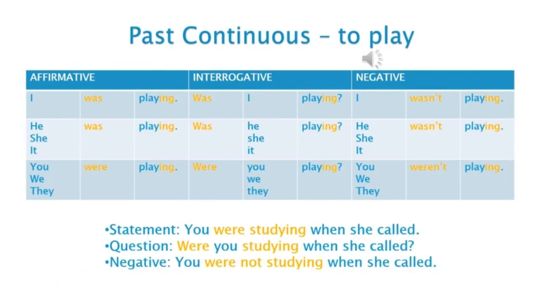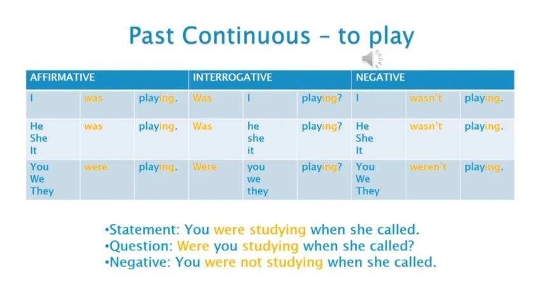Here you can see the full conjugation of the verb to play. Affirmative, I was playing. He, she, it was playing. You, we, they were playing. Interrogative, was I playing? Was he, she, it playing? Were you, we, they playing? And negative, I wasn't playing. He, she, it wasn't playing. And you, we, they weren't playing.